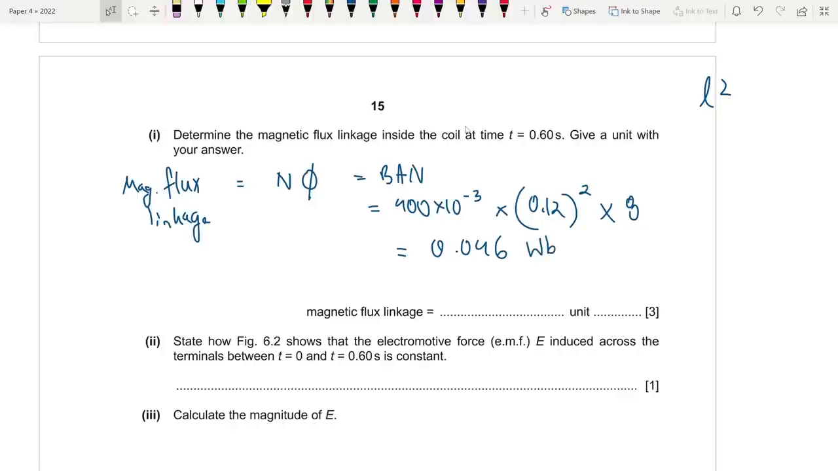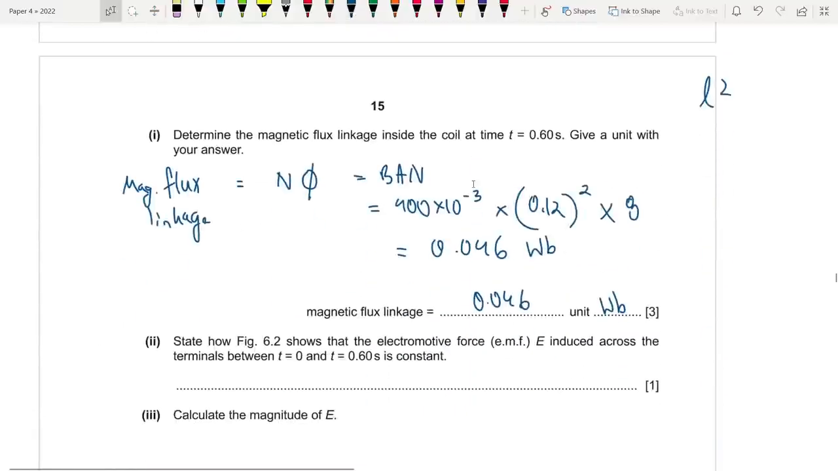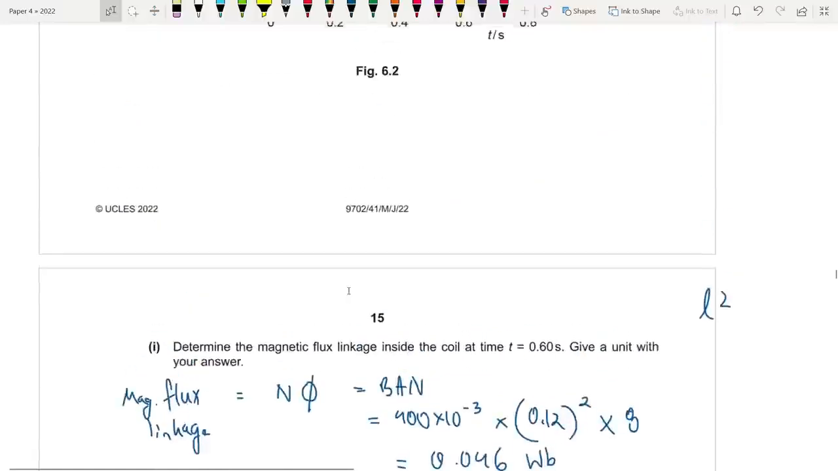So for flux and flux linkage, we have the same unit, which is Webers. All right. So the unit is Webers, and the value is 0.046. Area times magnetic field strength or flux density times the number of turns. State how 6.1.2 shows that the EMF induced across the terminals between 0 and 6.6 seconds is constant.